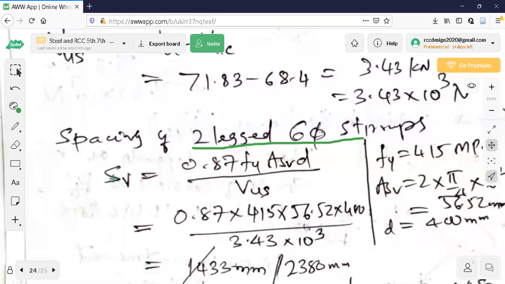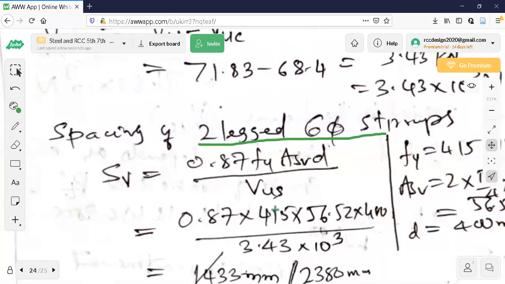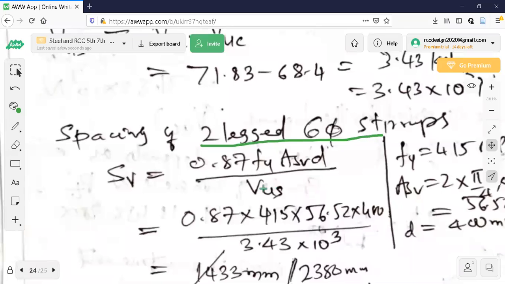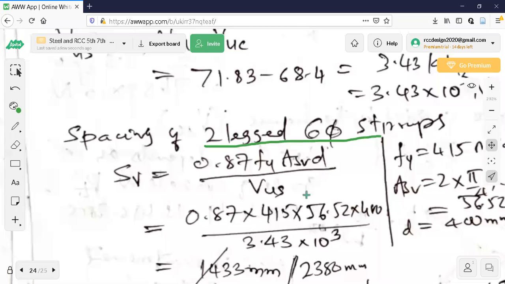What is the spacing now? You have to use this formula. This formula is there on page number 73. It is there or no? There it is, VUS was here, SV was below in that formula. So I have interchanged, I want SV here because FY I know, ASV I know. ASV is 2 times pi by 4 into 6 square. D is already there, 400.